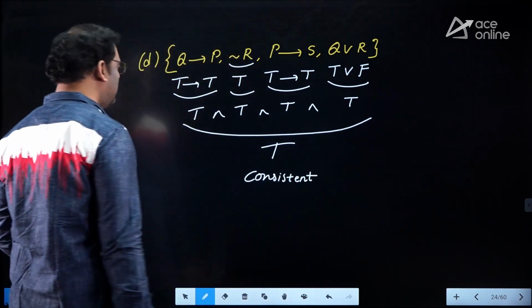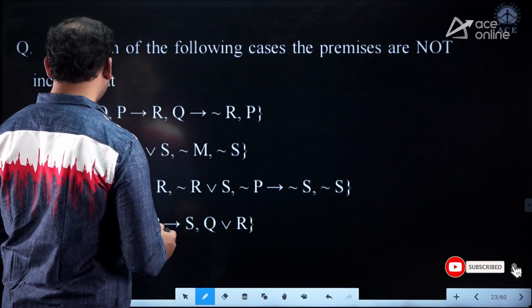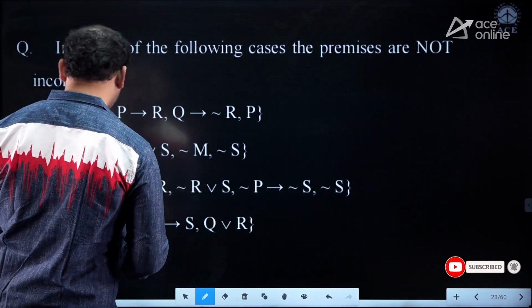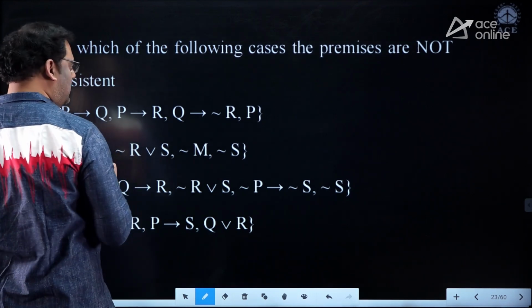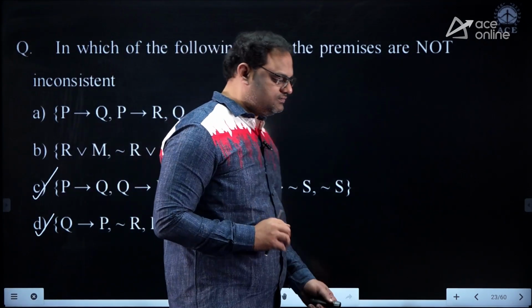Now coming to the question, which of the following are not inconsistent, meaning consistent: option C and option D both are consistent. Got it here?